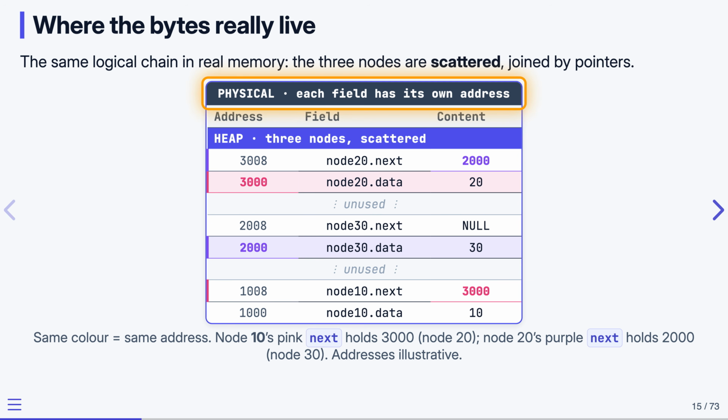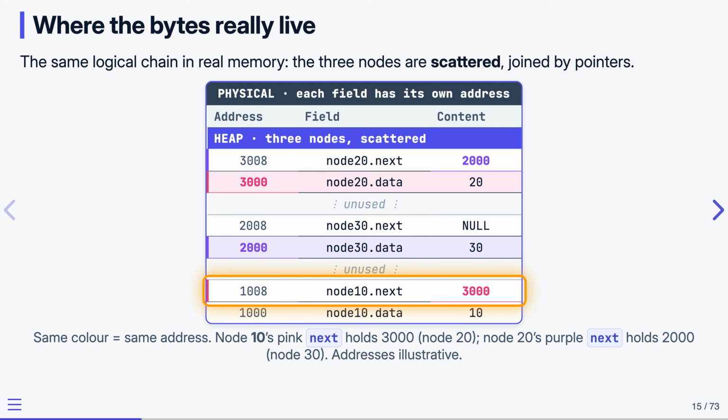Now the physical view. This is where the bytes really live in memory. Each field sits at its own address. The same three values now look very different. Let's follow the chain in real memory. Node 10 lives low down. Its next field does not hold 20. It holds an address. The address 7000. That is where node 20 lives.